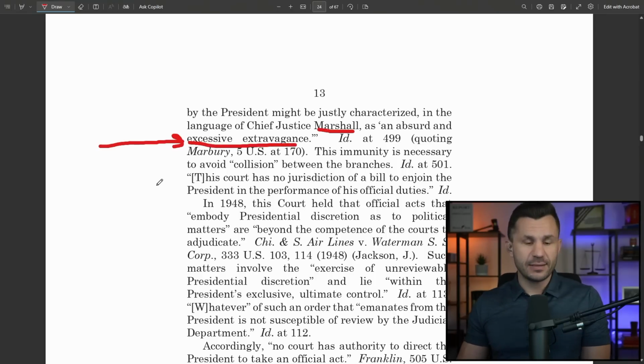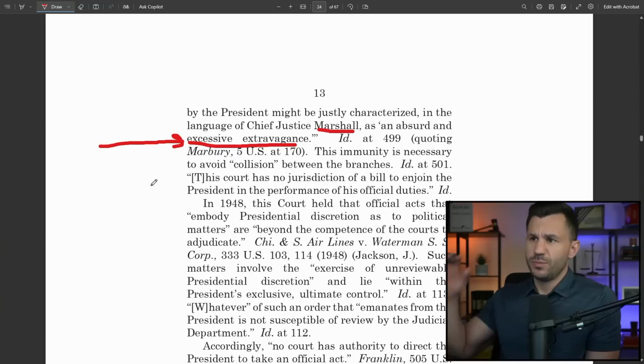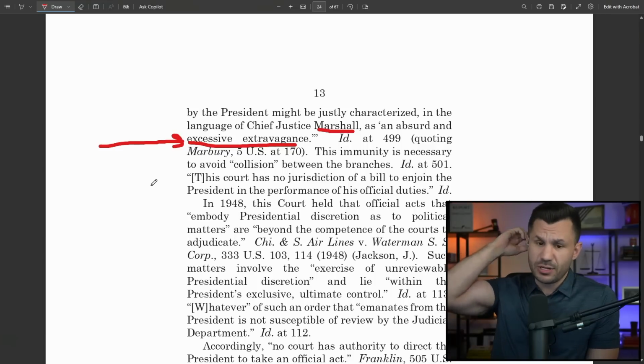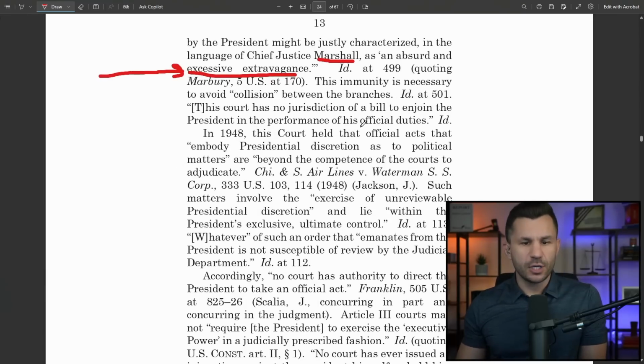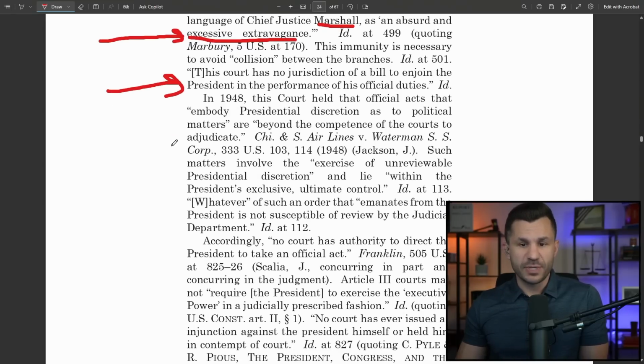Oh, Trump did a bad thing as the president, therefore he goes to jail because some judges and some jury somewhere said so? No, it's not how this works. This immunity is necessary, trying to avoid a collusion between the branches. This court has no jurisdiction of a bill to stop the president in the performance of official duties.